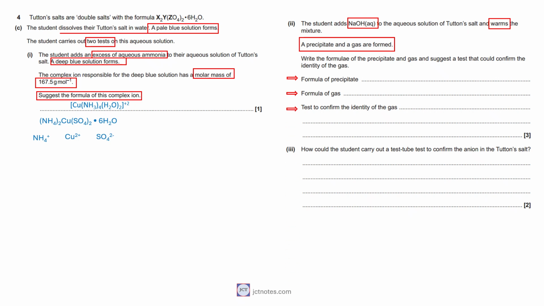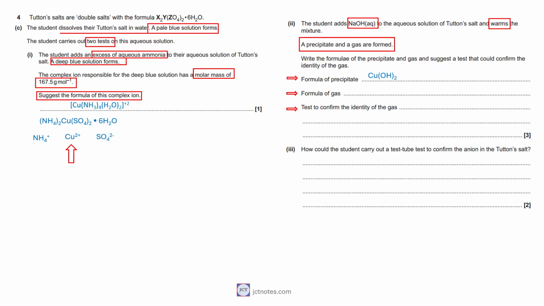When aqueous sodium hydroxide is added to a solution containing copper-2 ions, a pale blue precipitate of copper-2 hydroxide is formed. Since the question asks for the formula, we write Cu(OH)2. Remember that copper-2 hydroxide is insoluble in sodium hydroxide solution. However, if aqueous ammonia is used instead, an excess of ammonia dissolves the precipitate by forming copper-ammonia complexes, as seen in the first test.